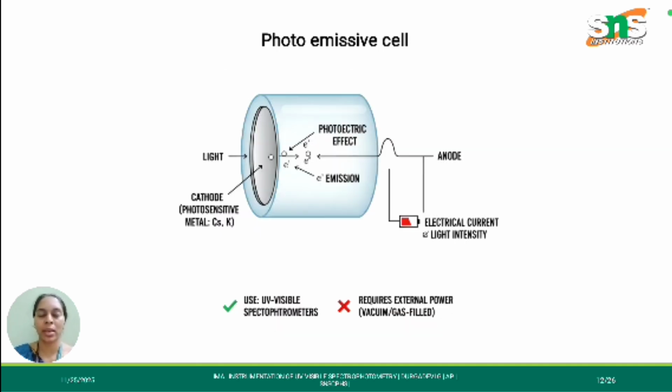Next to the barrier layer cell is the photoemissive cell. This photoemissive cell also consists of a hollow cathode as well as an anode. It consists of two electrodes, and the cathode is coated with metals such as cesium and potassium.